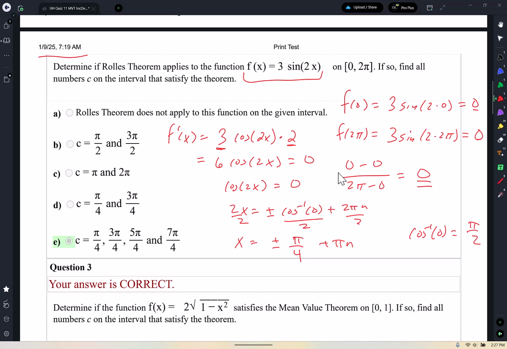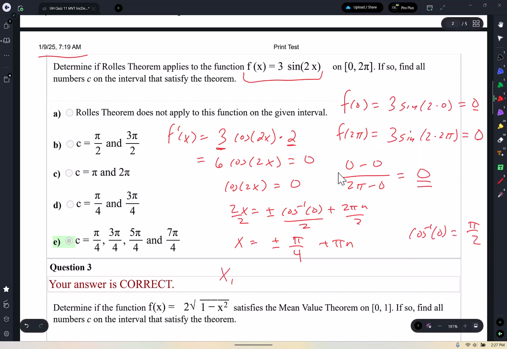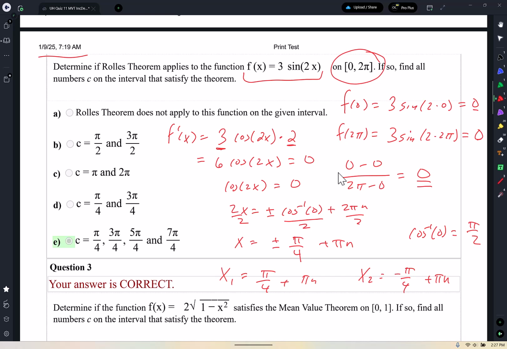Okay. All right, here we go, guys. Here are my answers. x1, take the positive one, pi over 4 plus pi n. x2, take the negative one, negative pi over 4 plus pi n. I'm looking between what and what? 0 and 2 pi. So let me see if I can fit it right here. x equals, one answer is pi over 4, comma, that's from x1.